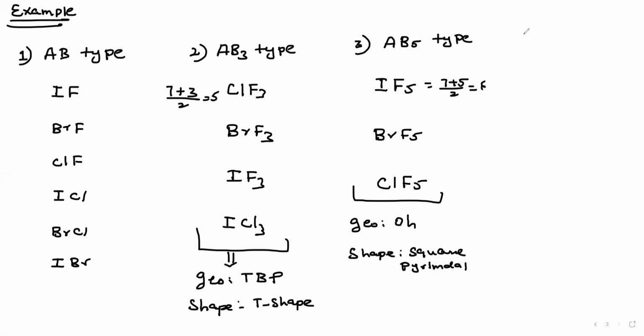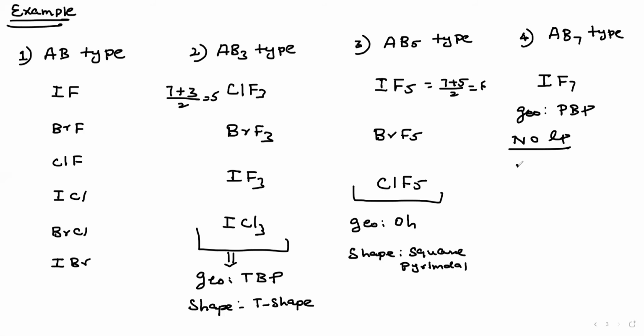Now the fourth one is called AB7 type. Only one molecule, that is IF7. Please note, in geometry it is pentagonal bipyramidal. There is no separate shape because there is no lone pair; therefore the geometry is equal to the shape.